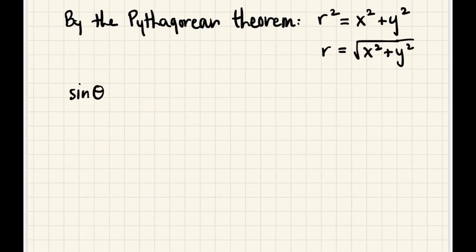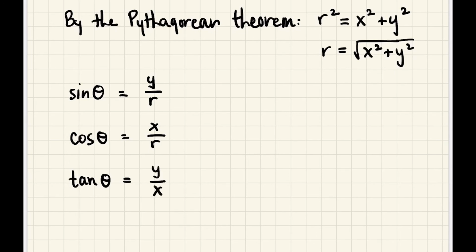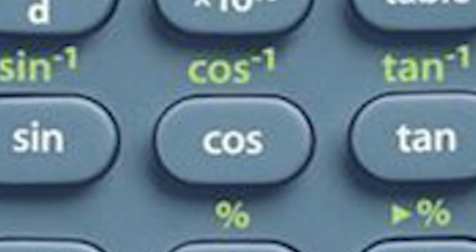The first one is sine of theta, which is defined to be y divided by r. The next one is cosine of theta, which is defined to be x divided by r. And the next one is tangent of theta, which is defined to be y over x. In this case, we need to stipulate that x is not allowed to equal 0. Now, these 3 are regarded as the principal trigonometric functions.